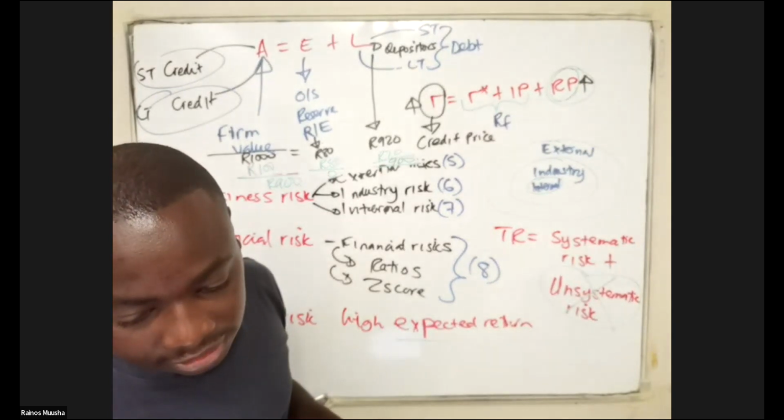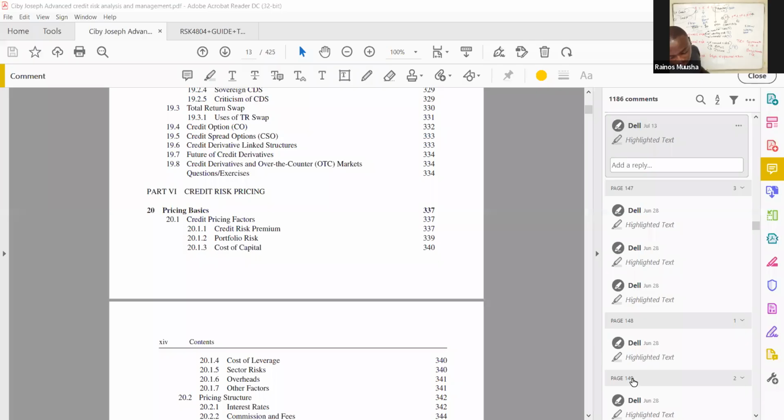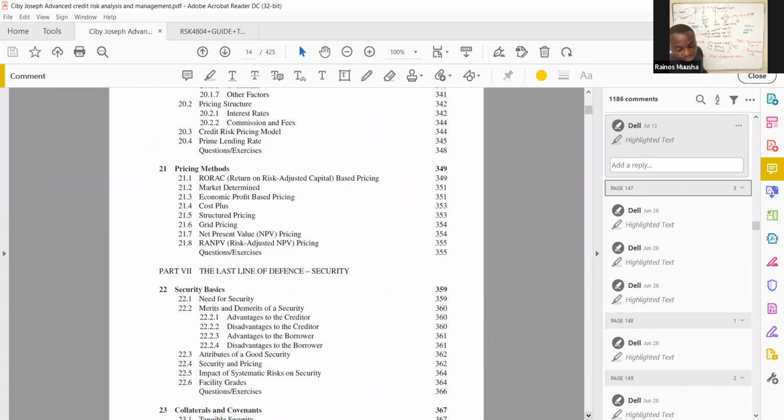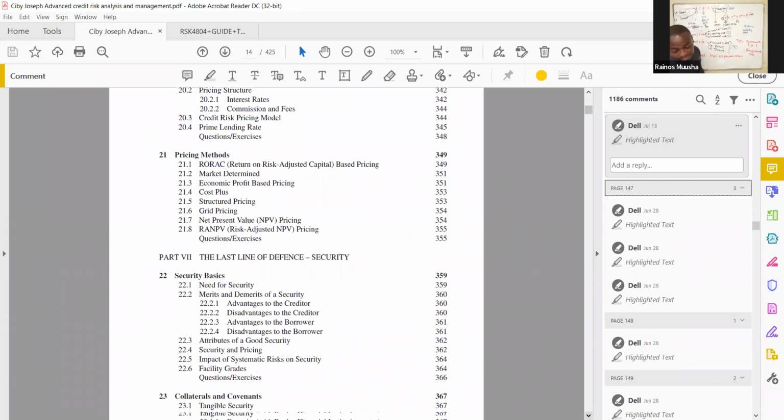So you see that in chapter 20, we look at the pricing basics. Then in chapter 21, we look at the pricing methods, to see what the different methods available are that we can use to price these credit assets.